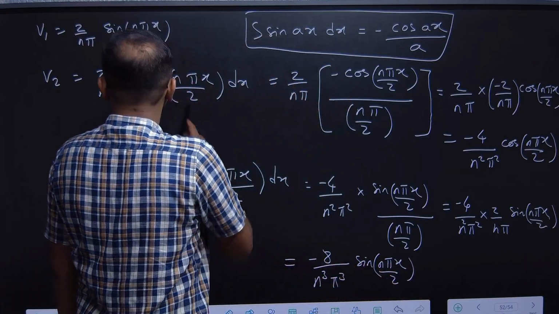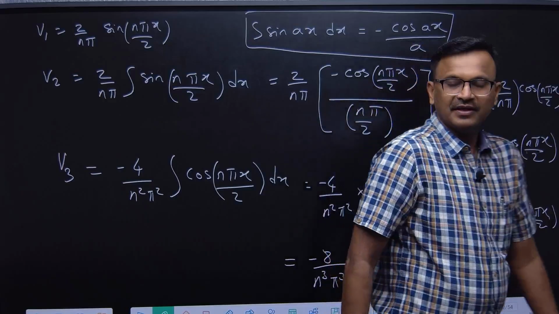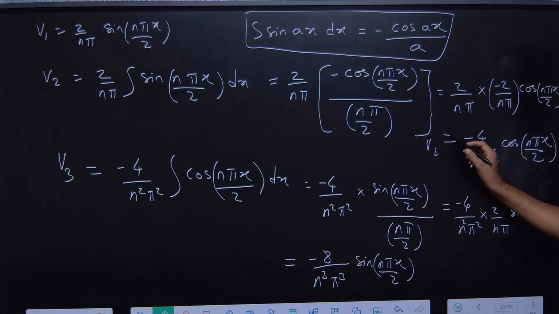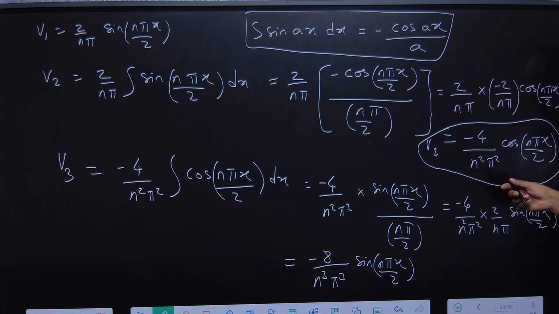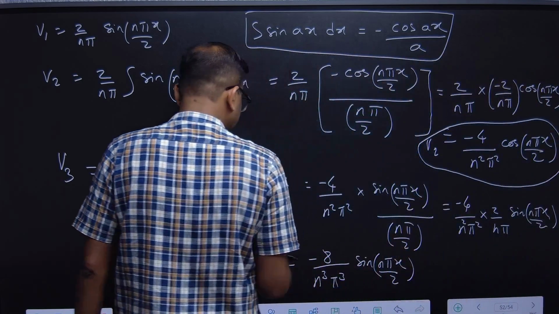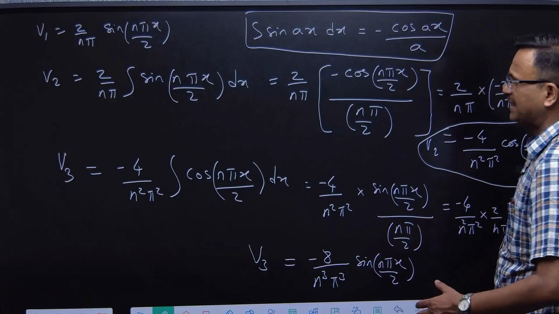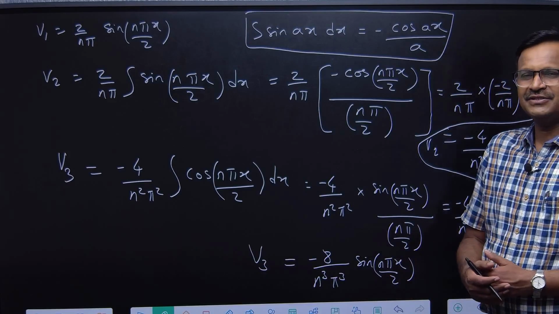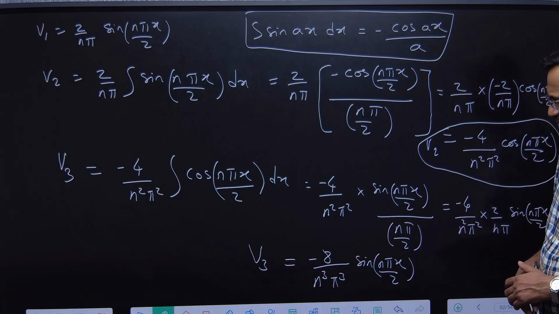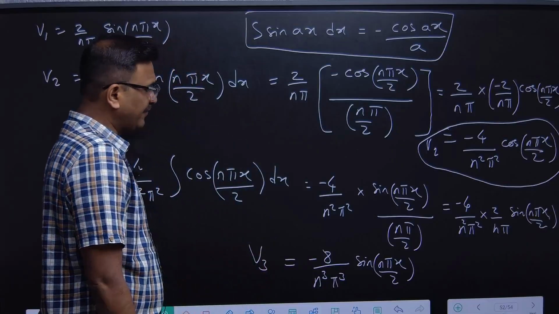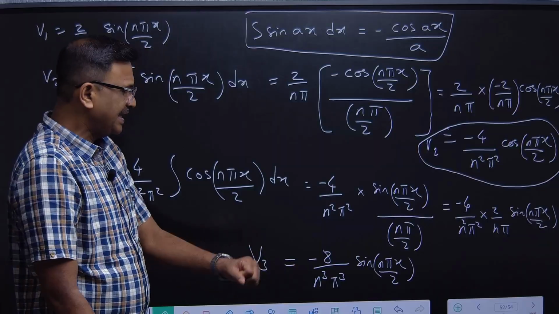So V was cos n pi x by 2. We got V1 as 2 upon n pi into sin n pi x by 2. V2 we have got as minus 4 upon n square pi square cos n pi x by 2, and V3 we have got as minus 8 upon n cube pi cube sin n pi x by 2. See, in the exam you may skip these steps, but I am showing this in detail so that you understand it properly. While practicing for the first time, you may write all these steps in detail, but after practice, when you are confident, you may skip them.